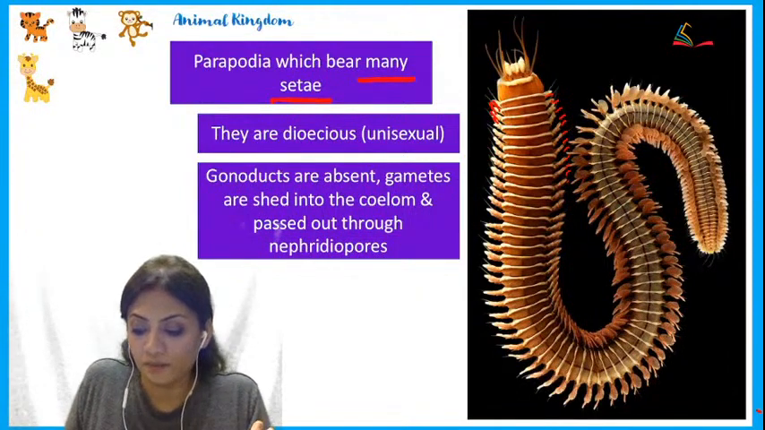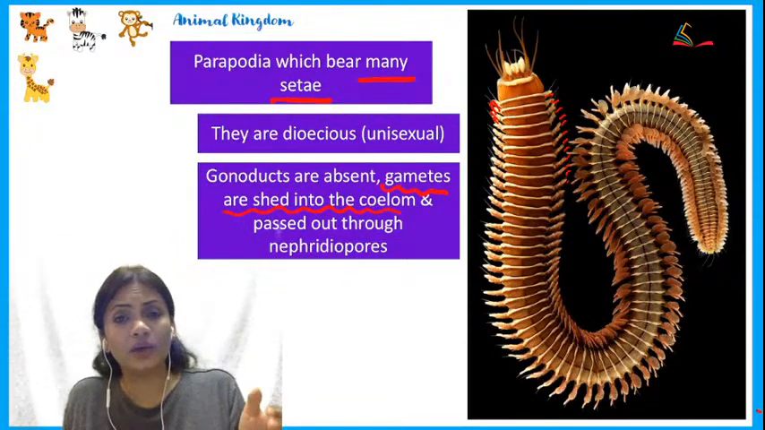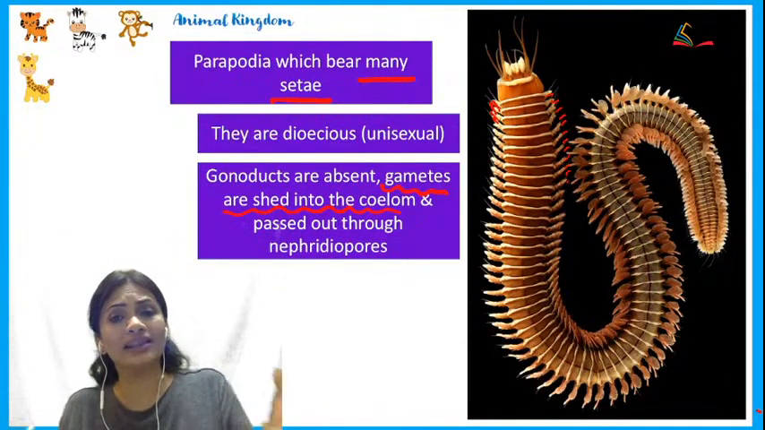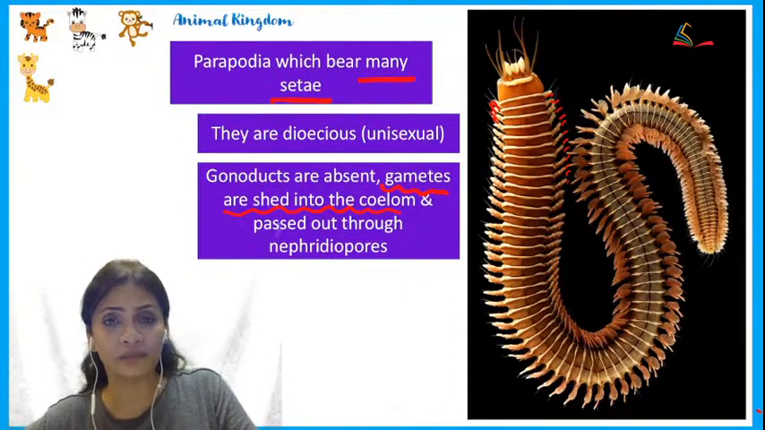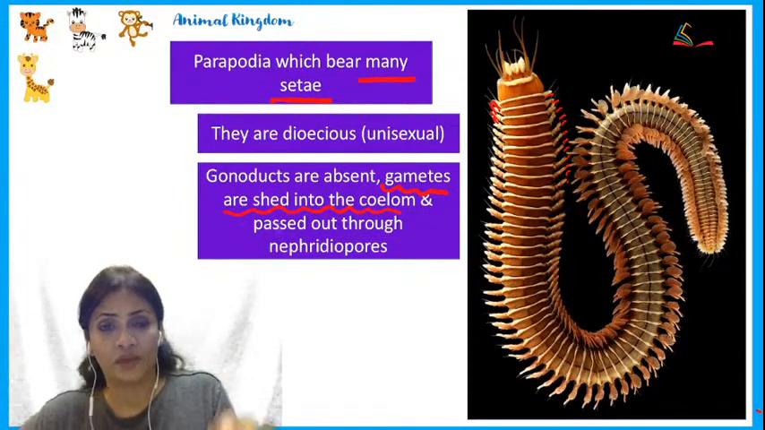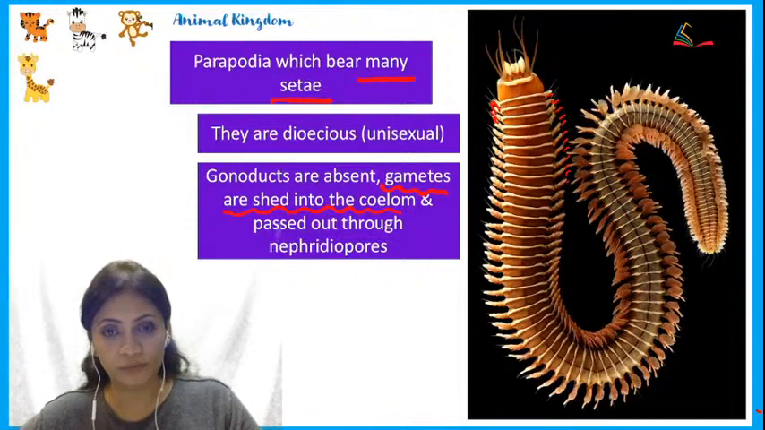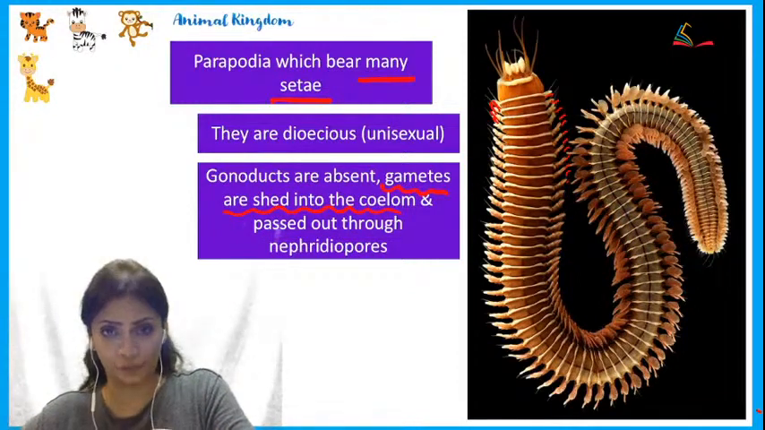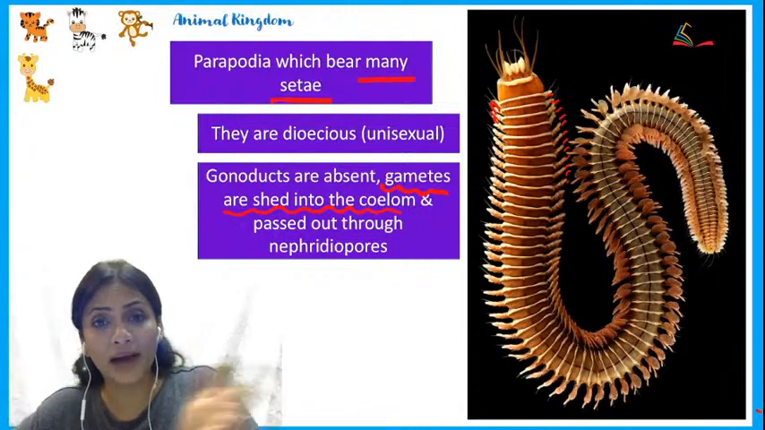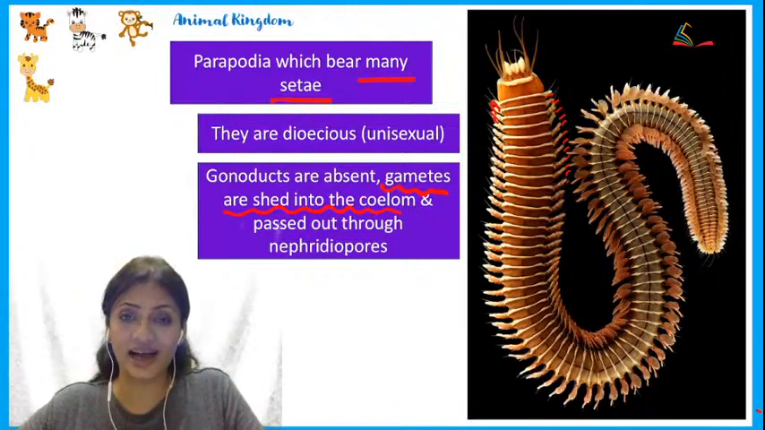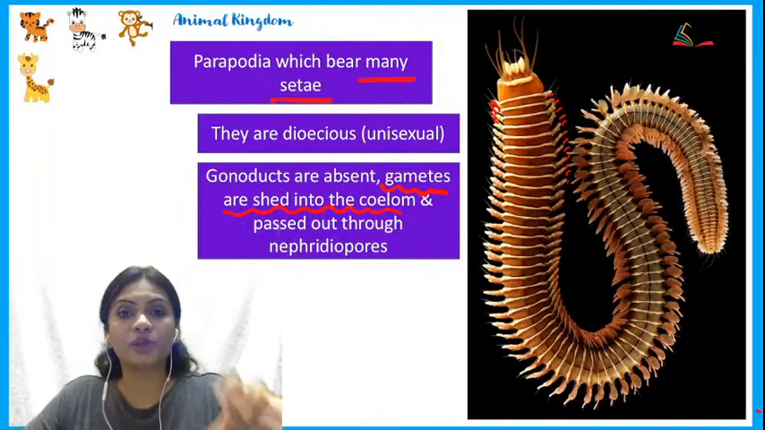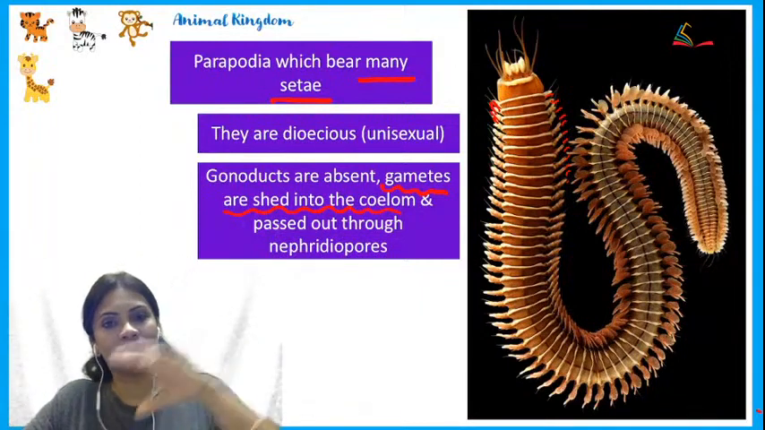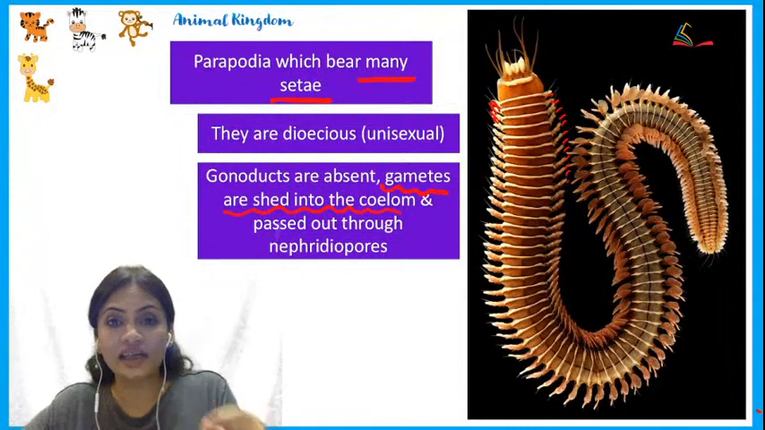So we see here that the gametes are shed into the coelom and they're going to be passed out. So how would the gamete come out? Remember, these are the animals which are unisexual. So from the male worm, the sperms would have to come out and enter into the female worm. So how would that sperm come out? If there are no gonoducts, then how would the sperm come out? That sperm comes out from the gonad, enters into the body cavity, and it is released through a nephridiopore.